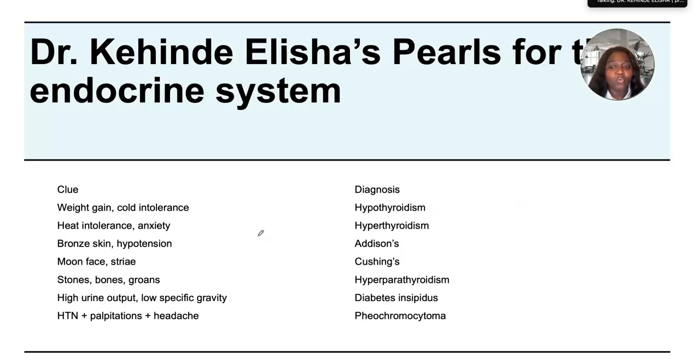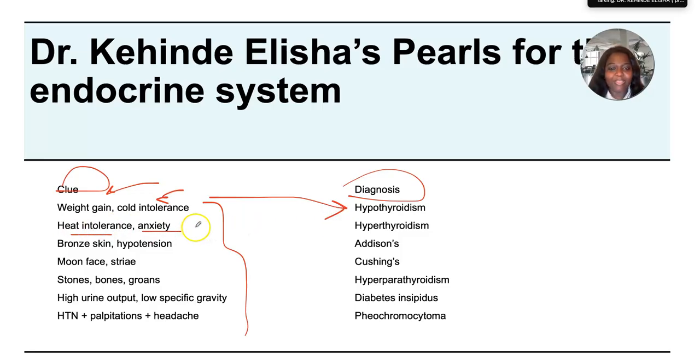So what is the purse for the endocrine system? Your diagnosis is a big deal. What is your clue for each of these symptoms? When you see on your exam weight gain, cold intolerance, you're going to be thinking right away what? Hypothyroidism. When you see heat intolerance and anxiety, you're going to be saying hyperthyroidism. Bronze skin, hypotension, you're going to be suspecting Addison's disease. Moon face and striae, you're going to be suspecting Cushing's disease.